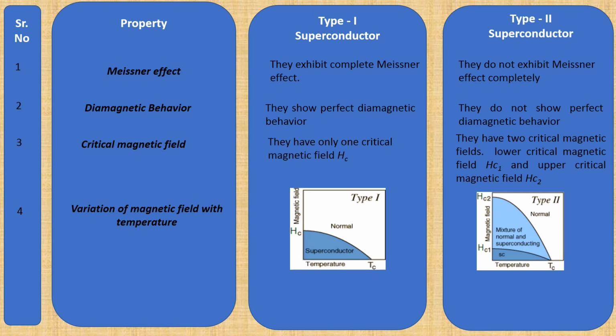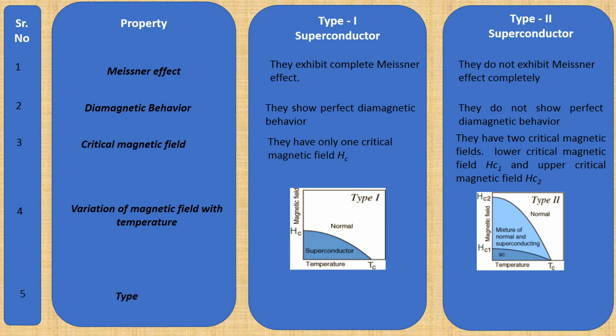Up to the lower critical field, the conductor shows a perfectly superconducting state, while if the magnetic field increases beyond the lower critical field, in the region between the lower critical field and the higher critical field, the conductor shows a mixture of normal and superconducting states. In other words, we call this state the vortex state. This vortex state is the characteristic state of a type 2 superconductor.